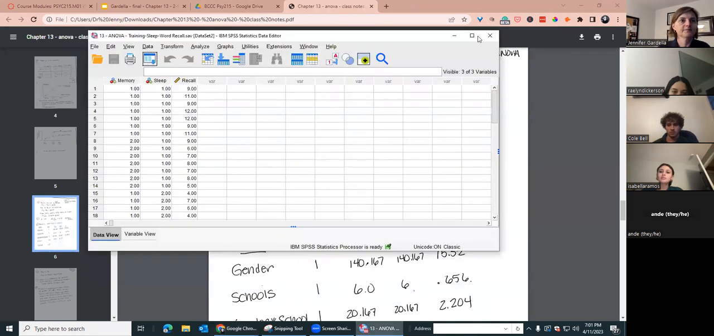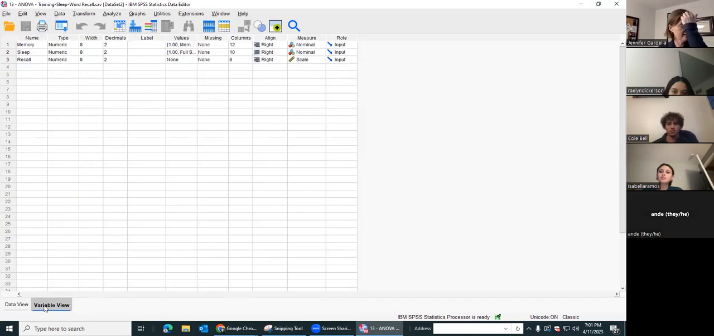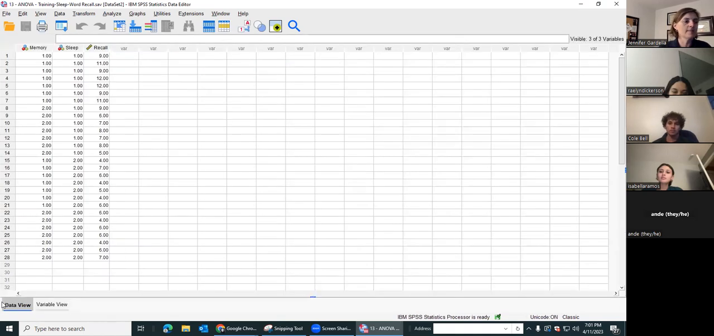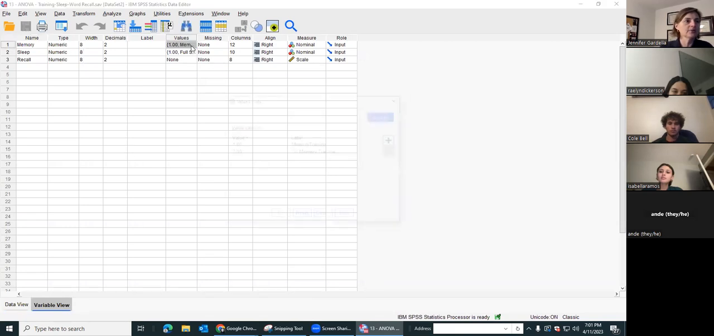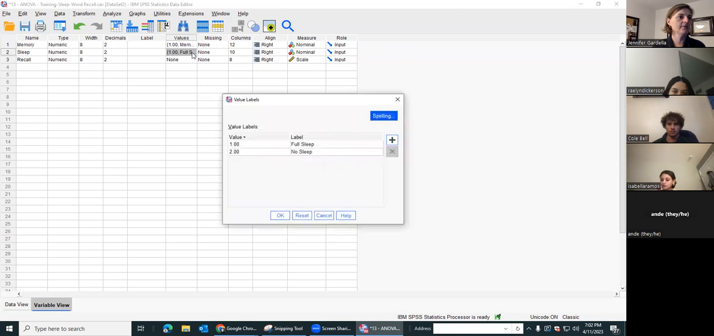Let's see. Here we go. Oh, and there's one other thing I wanted to show you, just as a reminder. It can be a really good idea to go into data view where I enter my data, and then you click on variable view, and you can go into these values and label them. We've been doing that all semester, but I just wanted to remind you of it because it really makes your printouts much easier to read if these are all very clearly labeled. So value 1 is memory training, value 2 is no memory training, so you can keep your wits about you there. Same with full sleep and no sleep. And then your printouts come out a little prettier.